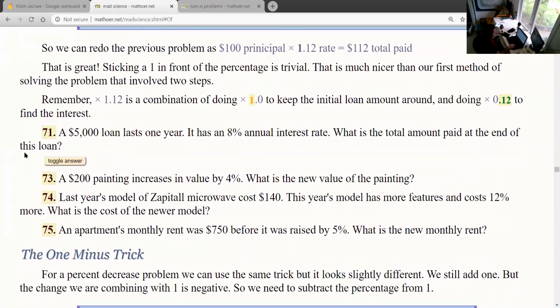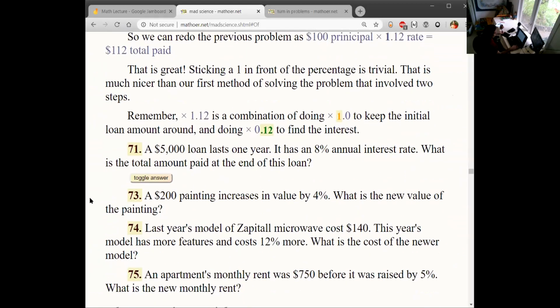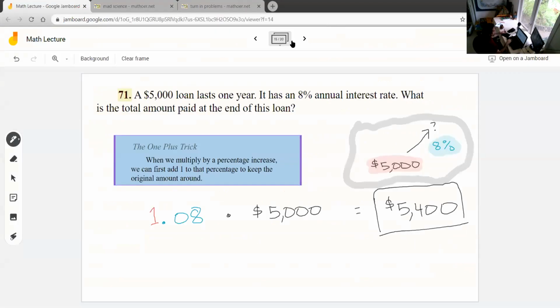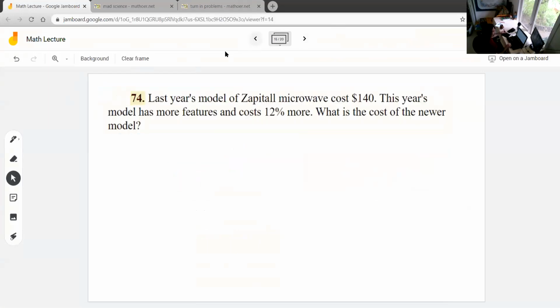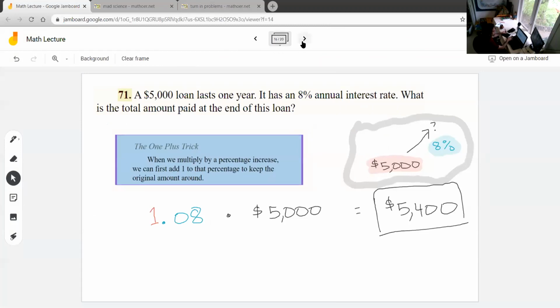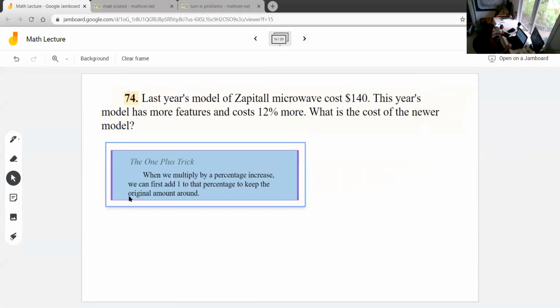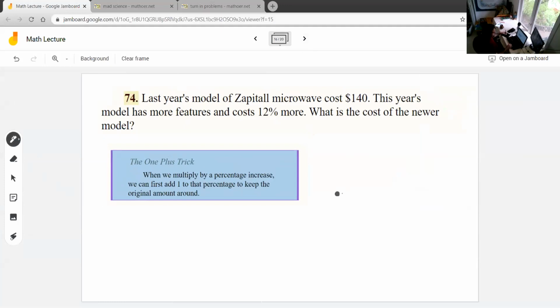Okay, let's do another one. Actually, I'm going to make it narrow so it fits on the screen a little better. So we have something that's 140. It's going up, and we want to know what the new price is. The change is 12%.